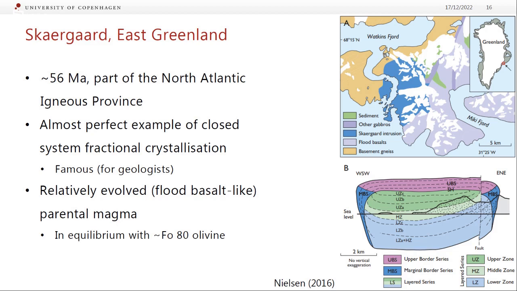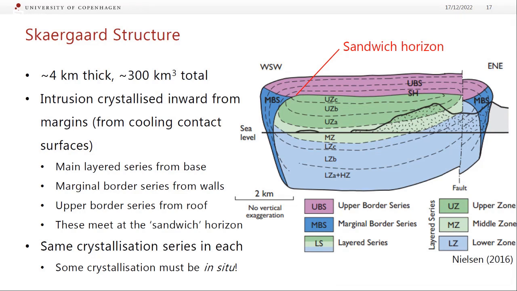And then on the bottom you can see it's divided up into these different series, and we'll talk about that now. So this magma chamber is, as a whole, about 4 kilometers thick, which sounds really big, but it's actually towards the smaller end of some of these magma chambers that you get in large igneous provinces. So about 300 cubic kilometers of magma. So still, it's pretty big. But what you can see is it's more or less divided into three series. At the bottom we have this layered series, and it's all these ones: LZA, LZB, LZC, MZ, UZA, UZB, UZC.